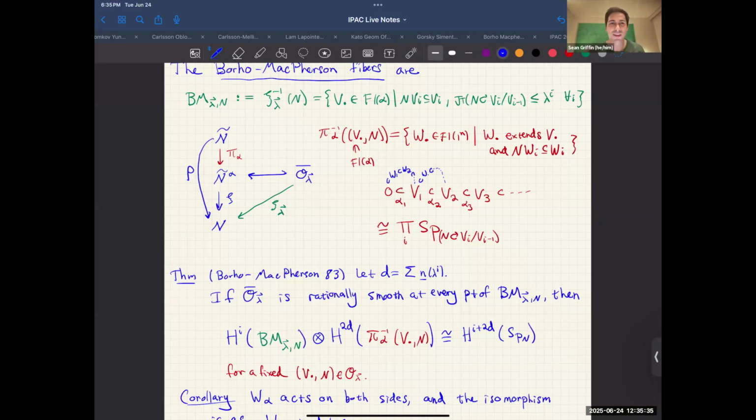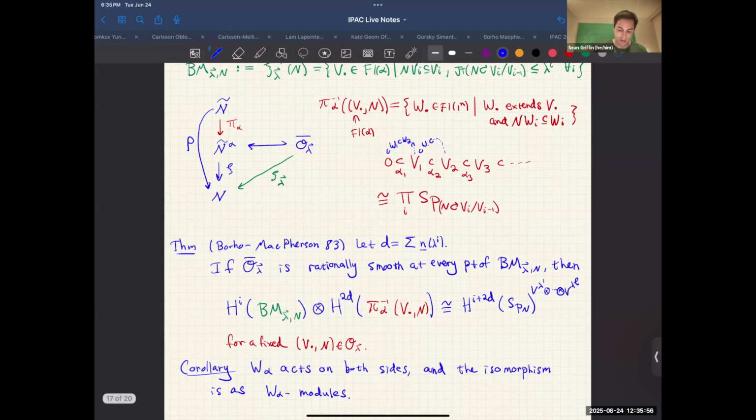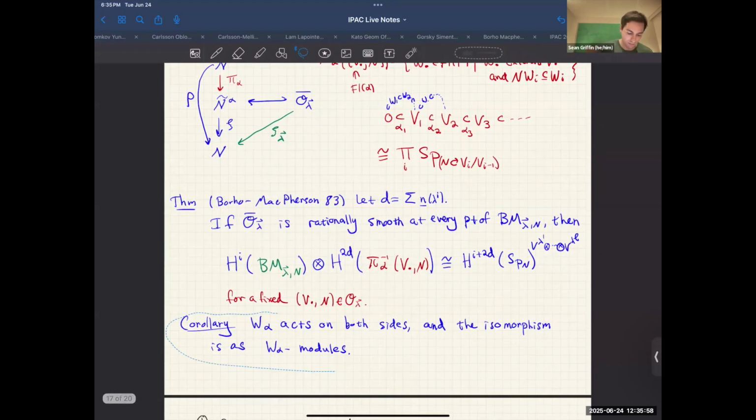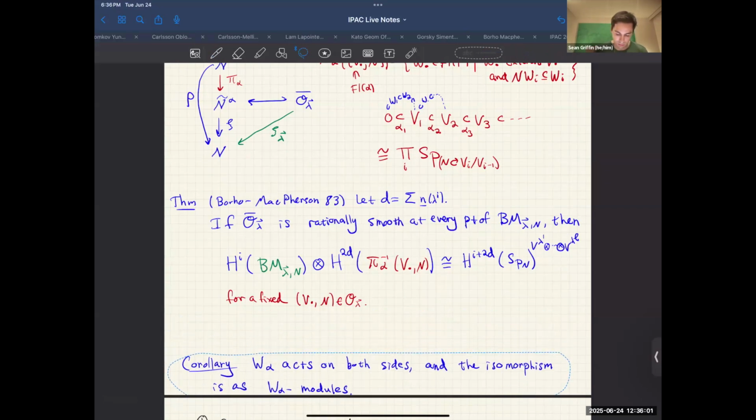Except with one caveat. It's not the full cohomology. It's a particular isotypic component. So I will explain what this notation means in a second. And it connects with what Brendan and Martha were talking about, and Jake.